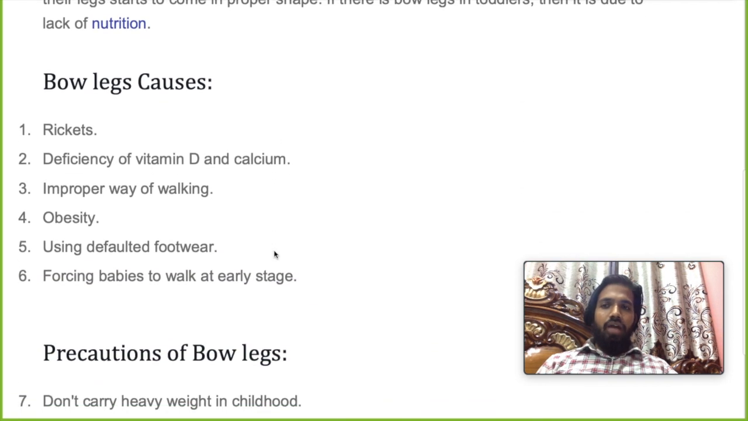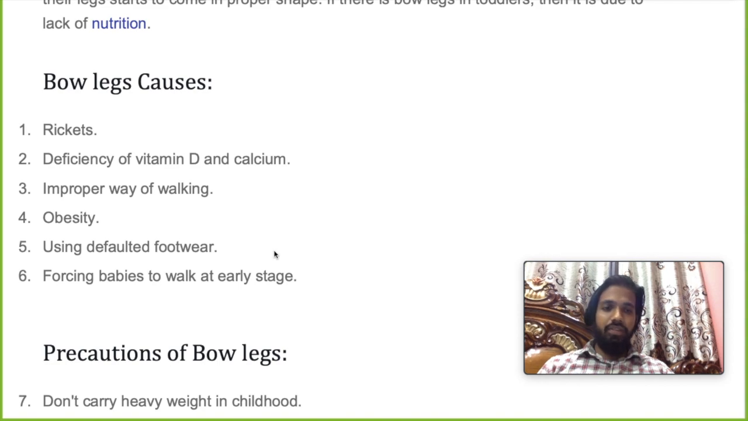Now, how are bow legs caused? First, rickets. If you have a deficiency of vitamin D, your bones will be weak, and if you are calcium deficient, then you are most likely to have bow legs. Improper way of walking can also cause it in long term use. This is a long term fracture, or what we call a stress fracture. If you're not walking properly, then you are most likely to have bow legs as well.